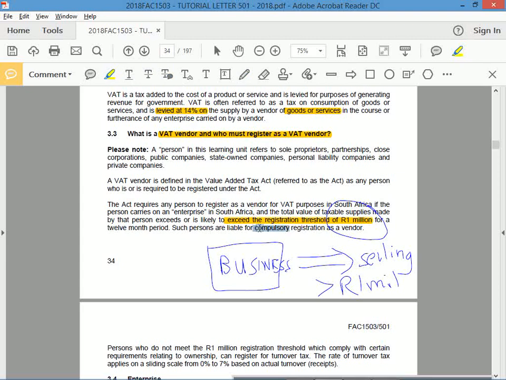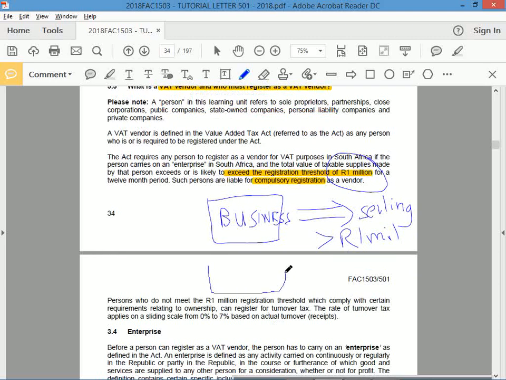Because SARS will want to collect 15% on everything that you're selling. If the business is selling less, maybe $500,000 a year, they have voluntary registration. So they can voluntarily go to the South African Revenue Services and say, I would like to register as a VAT vendor. It's voluntary, it's not compulsory.